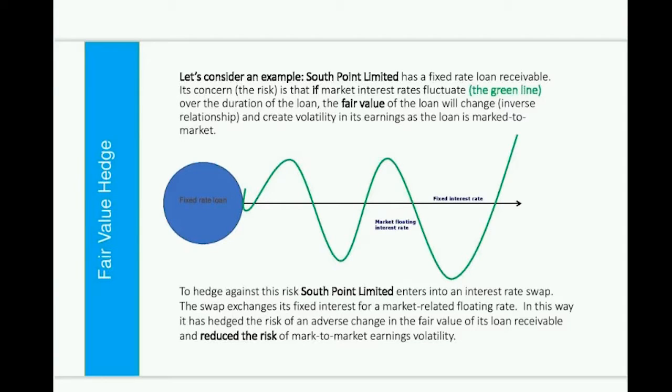So in this way, you've effectively swapped out your fixed interest rate for a market interest rate, and by doing so, you've protected the fair value of the loan and thereby mitigated the risk that you're concerned with. So this would be an example of a fair value hedge.